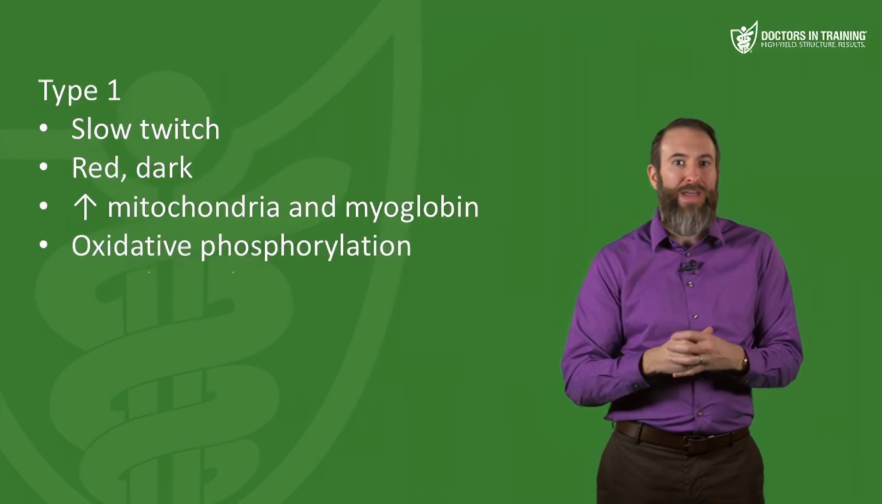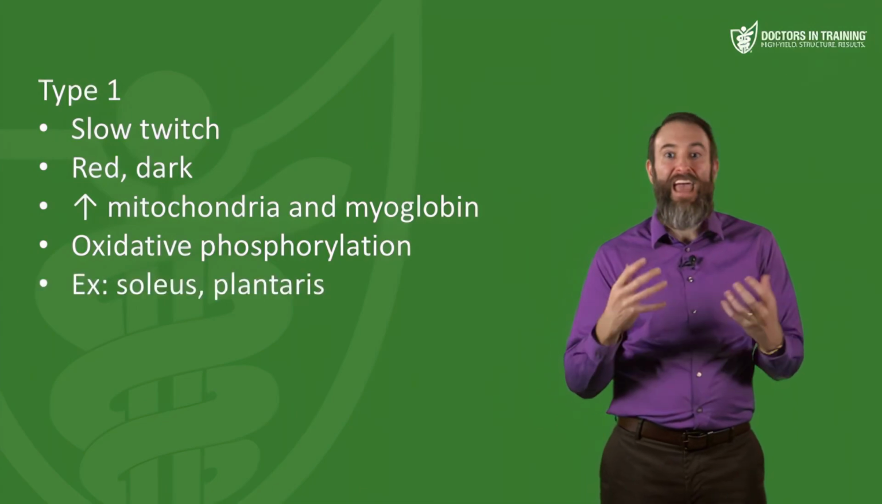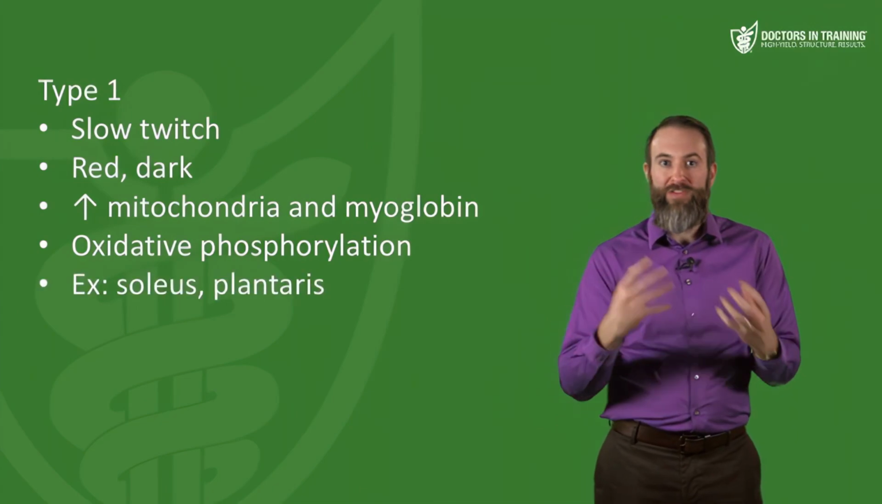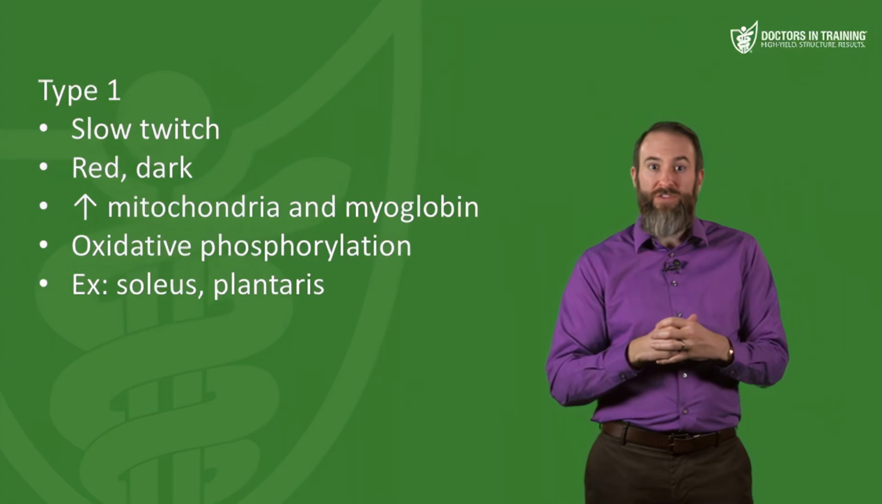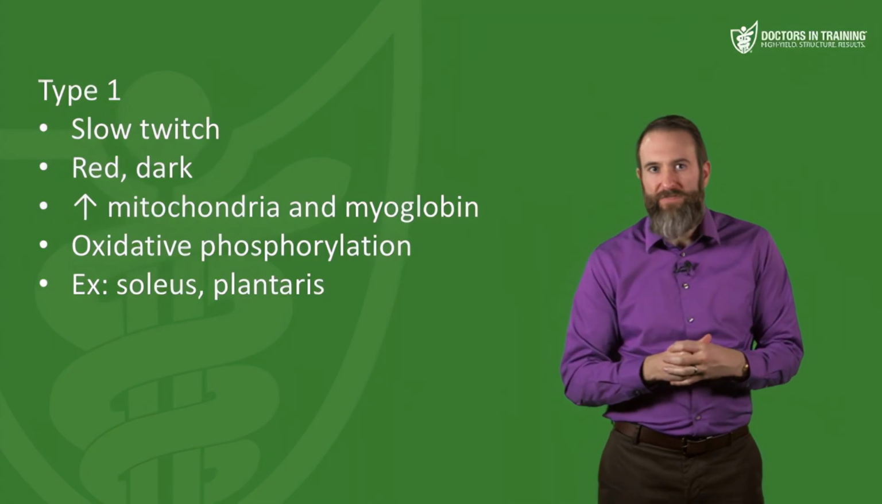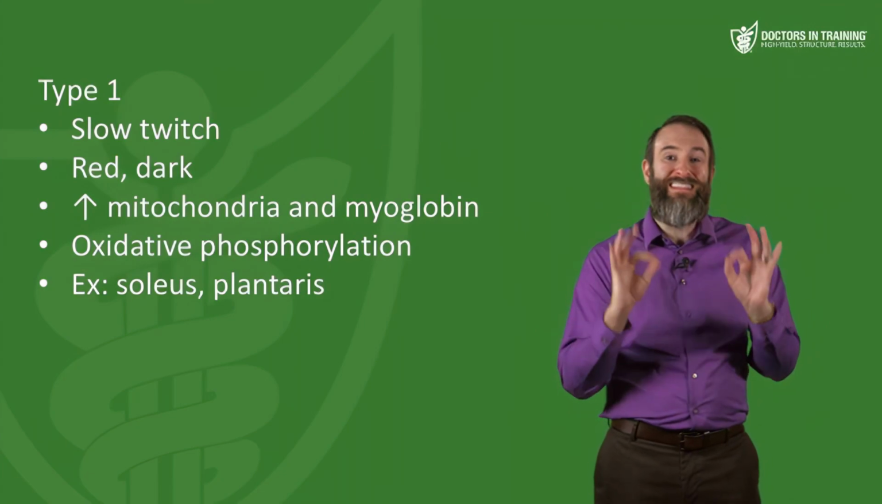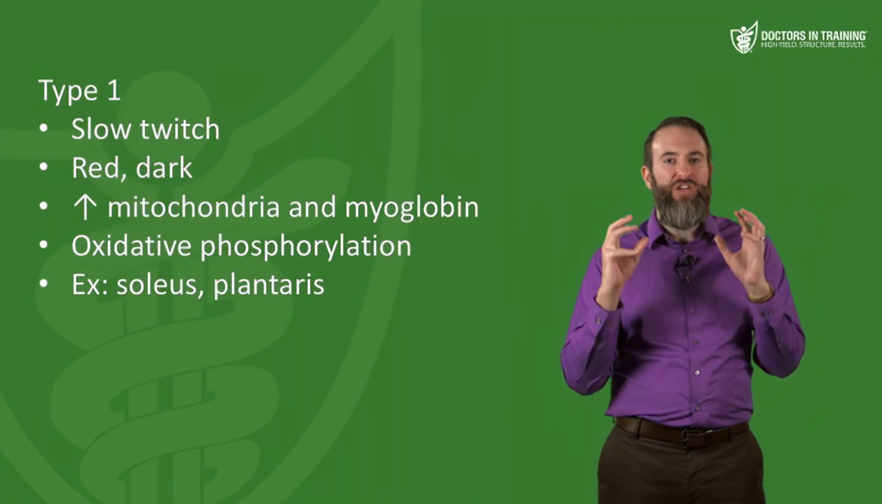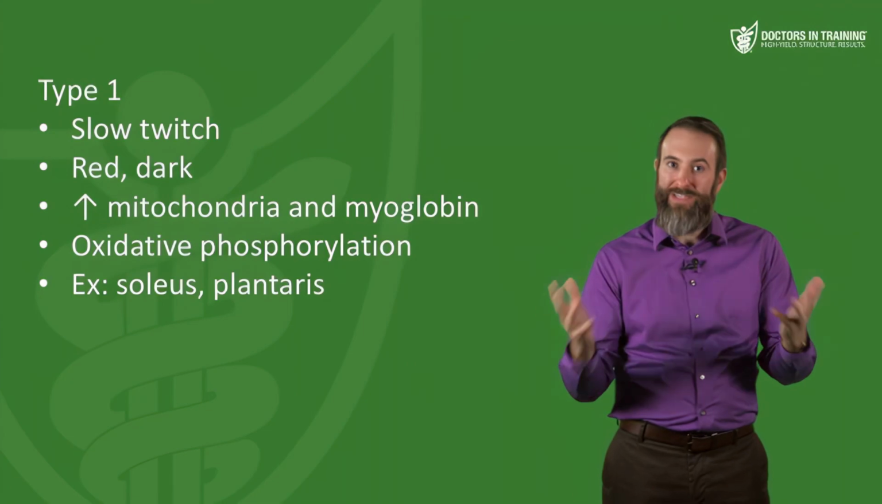Examples of great type 1 muscles would be the calf muscles like the soleus and the plantaris. Your abdominal muscles also have a higher ratio of those type 1 muscle fibers. And these muscles are great at sustained contraction. So they can contract maybe not very hard, but they can do it for a long time.